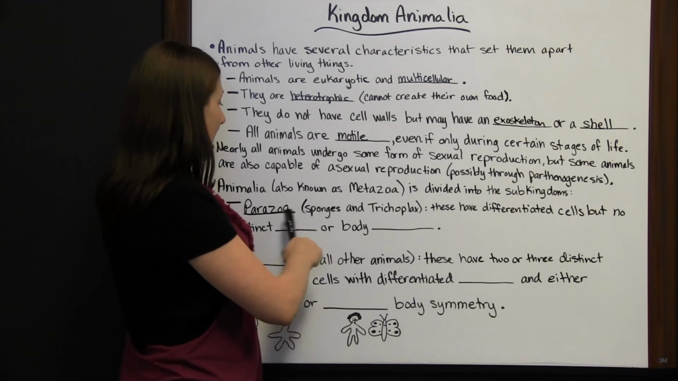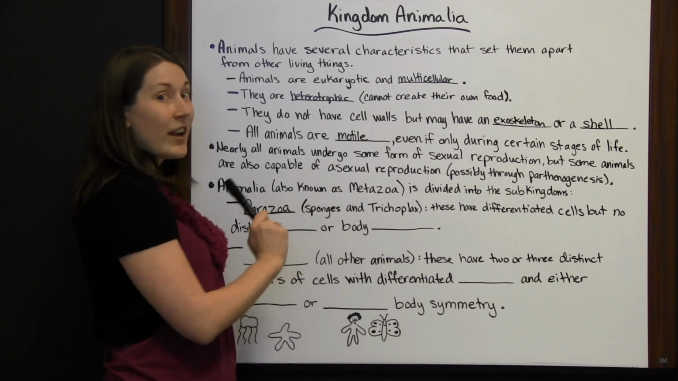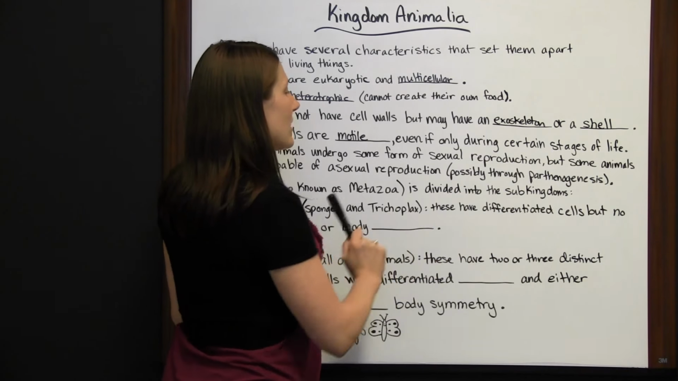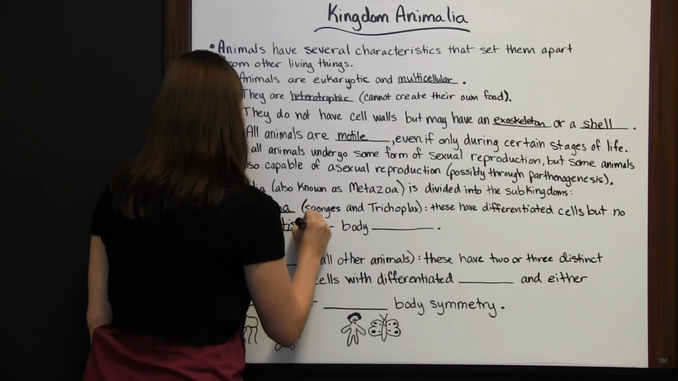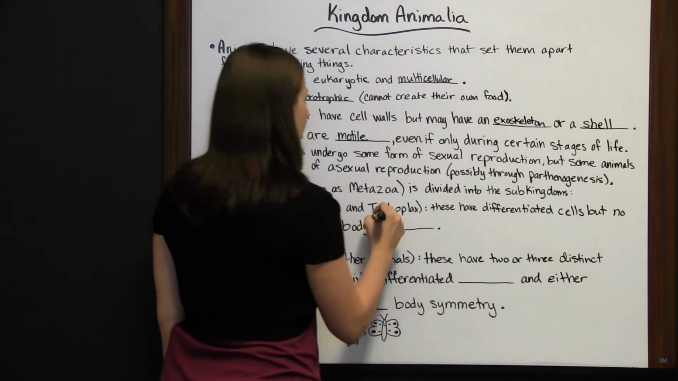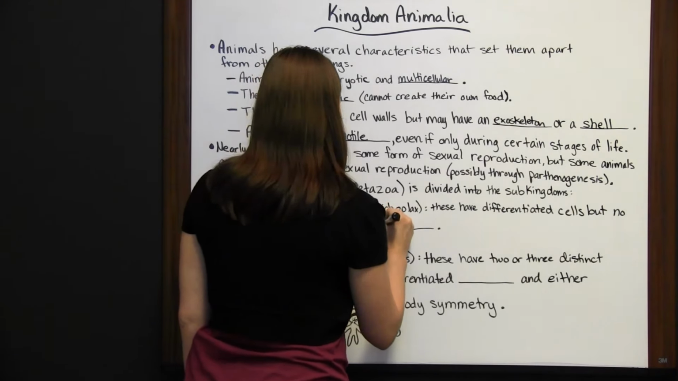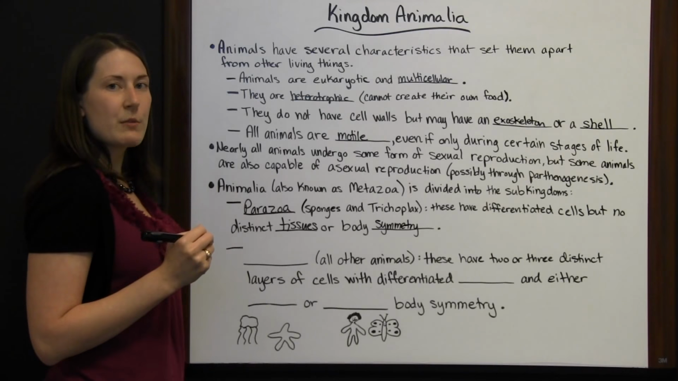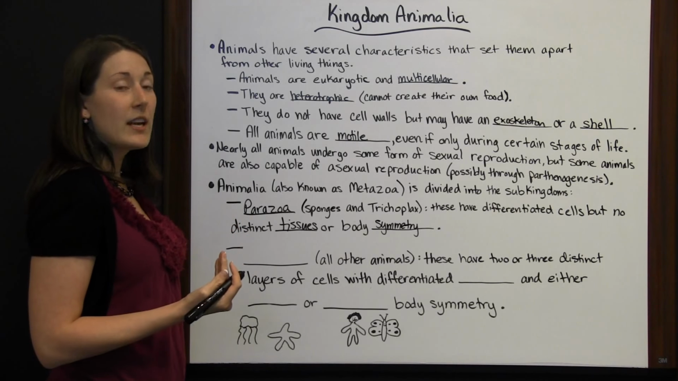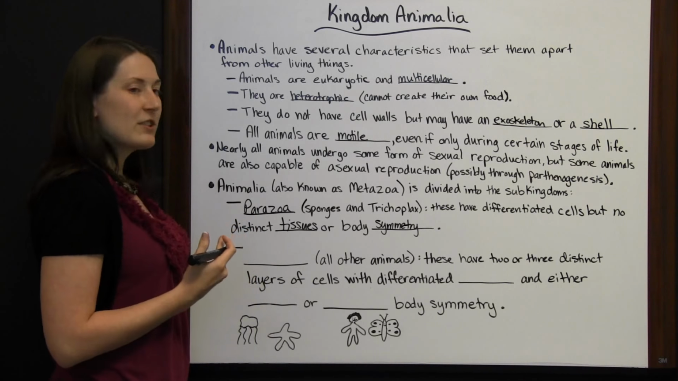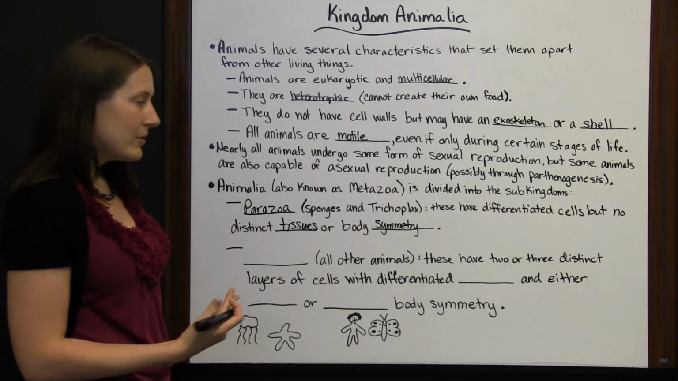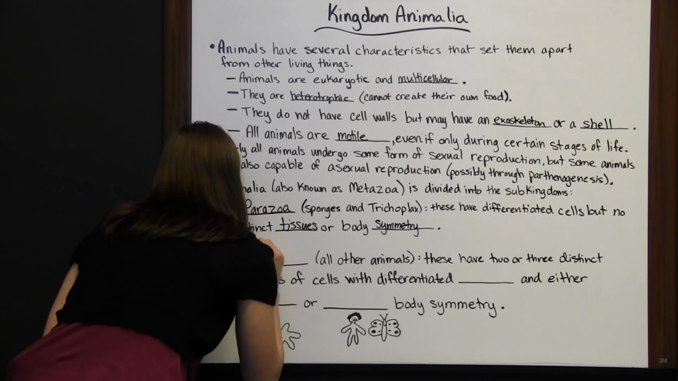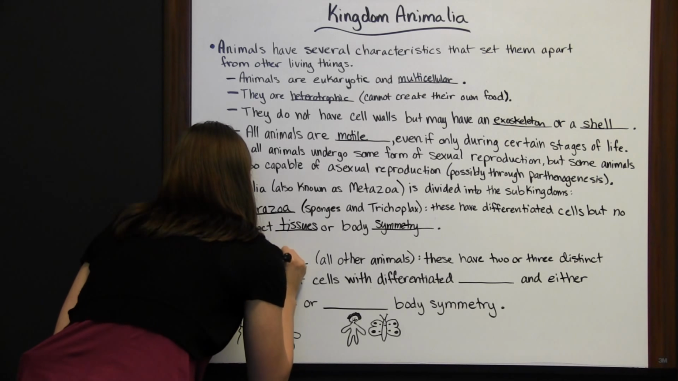So Parazoa, such as the sponges and trichoplax, have differentiated cells but no distinct tissue or tissues or body symmetry. So they're kind of oddly shaped. Where most animals you would be able to see some symmetry, there is no symmetry as far as Parazoa are concerned. Now, all other animals are put into the subkingdom Eumetazoa.